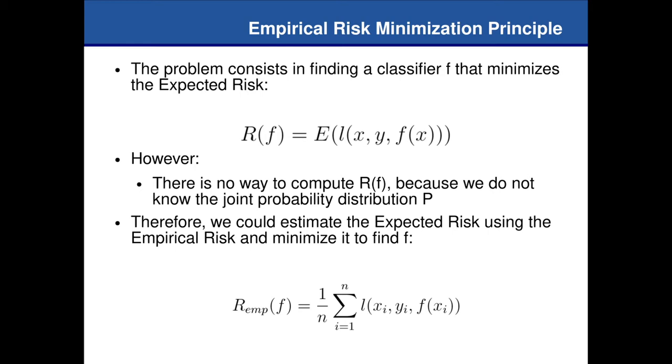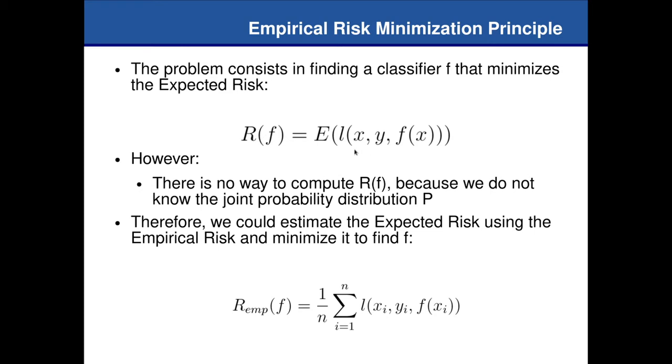Here we have the expected risk being shown. We have a loss function L computed in terms of every possible input and its expected output, and the result of my classifier or classification function f being applied over x, okay? And this is an expected value in terms of my loss function. Of course, this is not computable if I don't have access to my joint probability distribution.